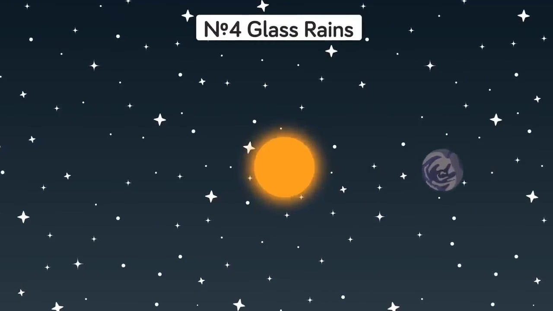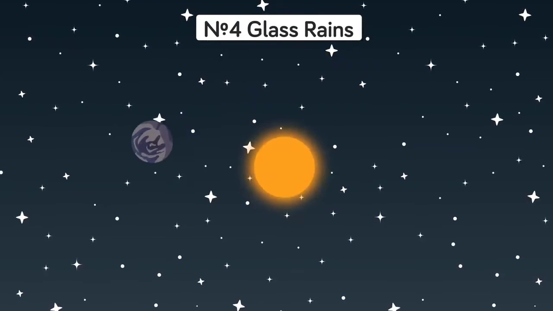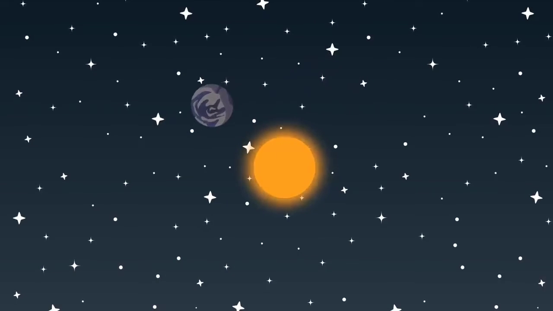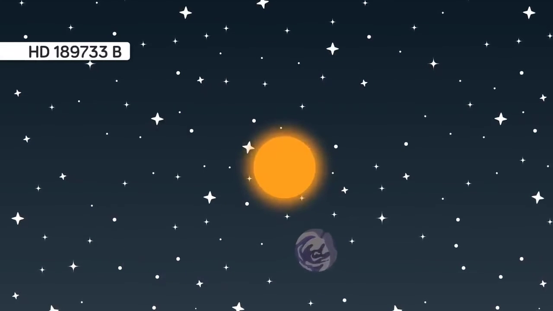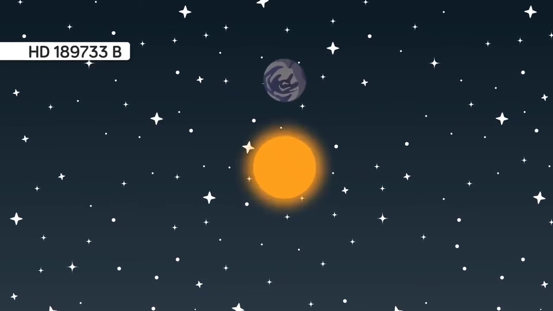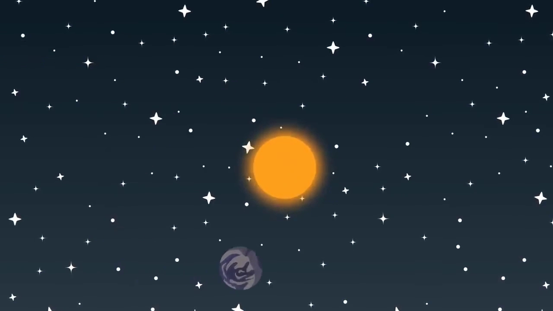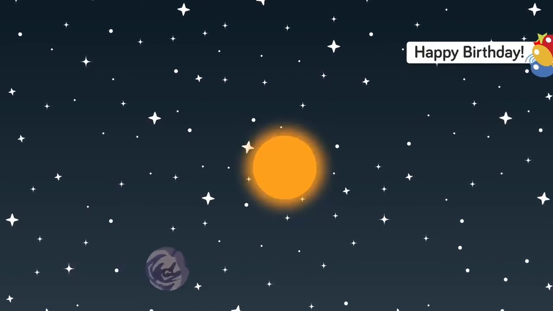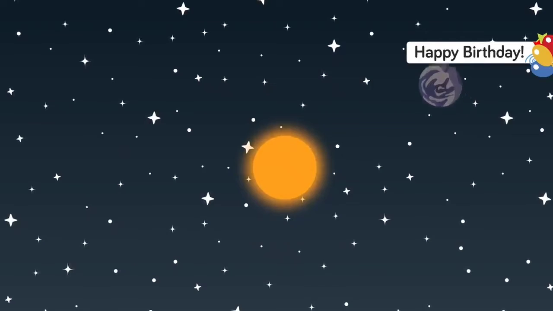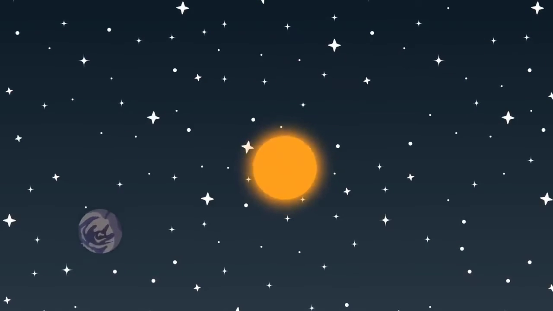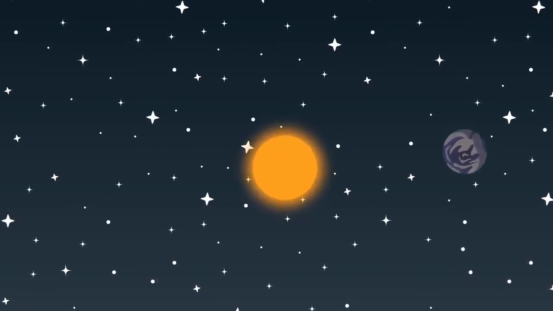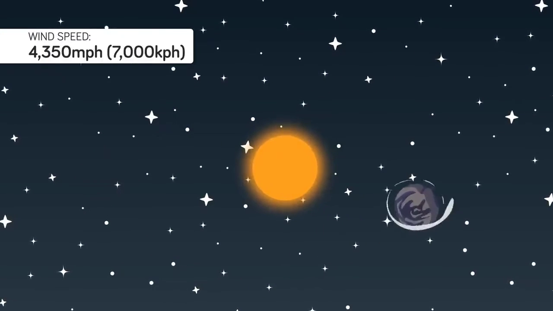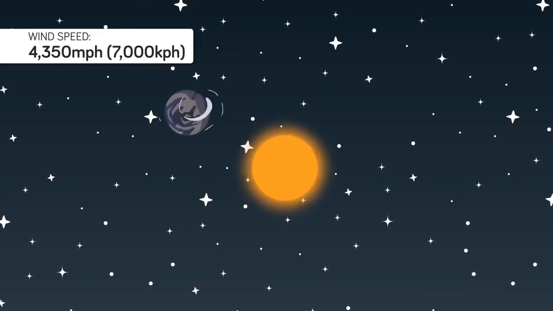4. Glass rains. Hot Jupiters are the planets about the size of Jupiter that orbit really close to their Sun, making them, well, hot. Planet HD 189733b is a hot Jupiter with a gorgeous blue atmosphere laden with silicate particles that orbits its star in a whopping 2 days. Imagine celebrating a birthday almost 4 times a week. While the atmosphere may look inviting and similar to Earth's, the winds actually whip around the planet at 4,350 miles per hour and cause rainstorms of molten glass that blow sideways.